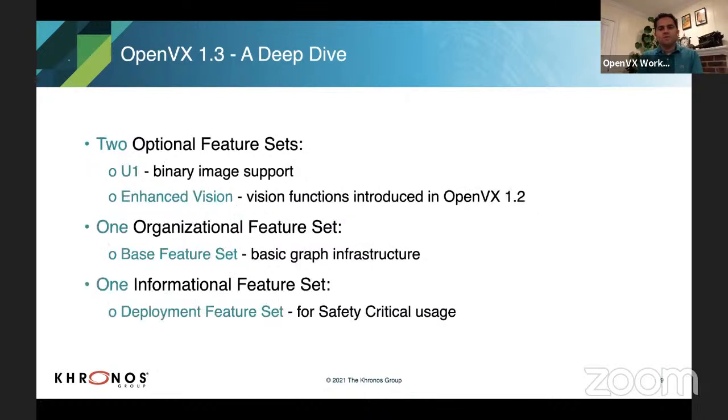And then you have optional feature sets, which are the U1. Basically, you could do the whole graph processing just using binary images. That was one of the optional feature sets which people can use. And there's an enhanced feature set, which has more advanced vision functions if people need it. And there are base feature sets like the graph infrastructure I was talking about, where you can do global graph optimizations. And then we also have the deployment feature set for safety critical usage.